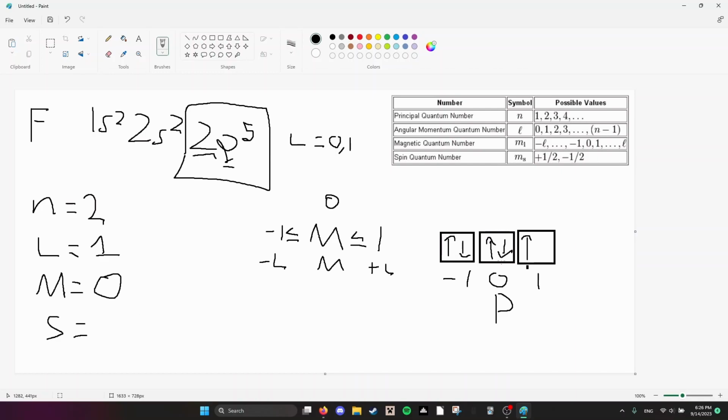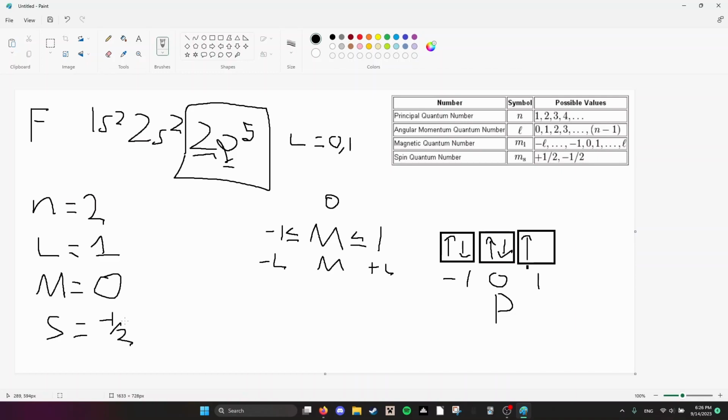I want to go ahead and take a look at our last electron again, and we want to see, is it going up or is it going down? If it's going up, it'll be a 1/2. If it's going down, like this last one is, it'll be a negative 1/2. So we get that the ground state fluorine is going to have the quantum numbers 2, 1, 0, and negative 1/2.